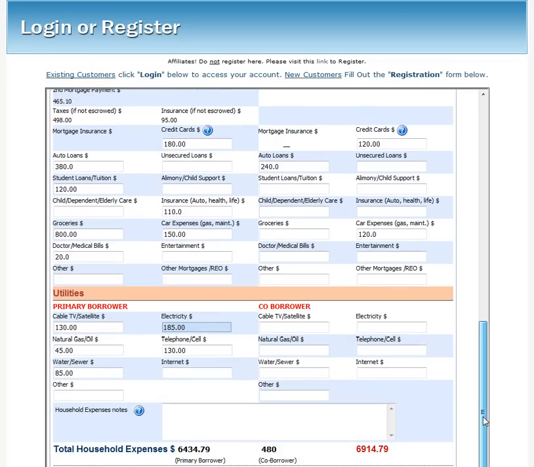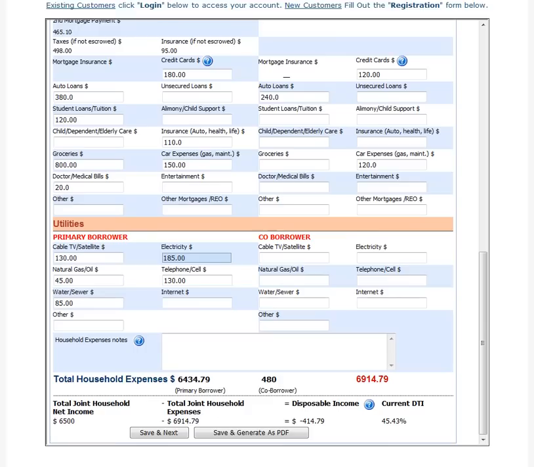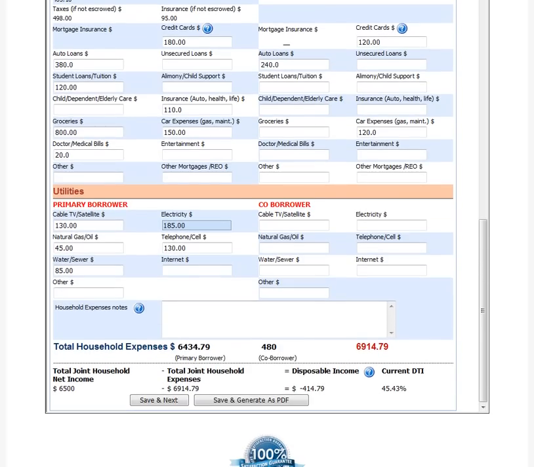At the bottom of this page, you will see a summary of household income and expenses. The purpose of the modification is to lower your monthly mortgage payment and increase your disposable income. Therefore, don't be too concerned if the disposable income figure is a negative number. With that said, if the number is too negative and a modification will not or cannot remedy your financial situation, then you may be disqualified for a loan modification.